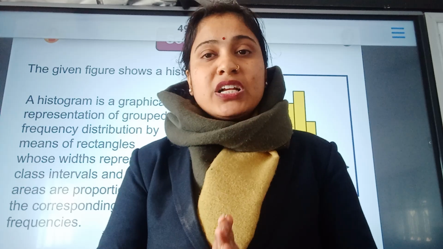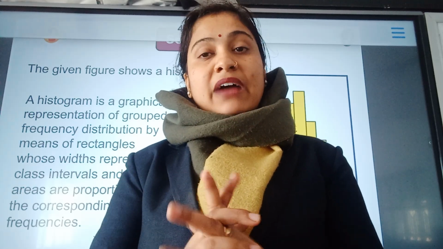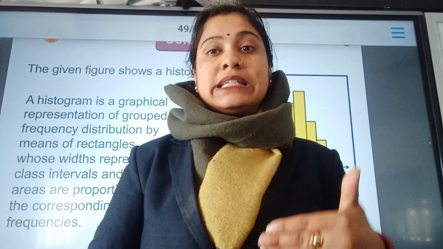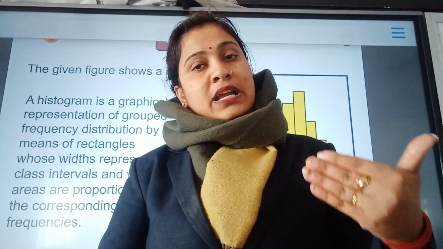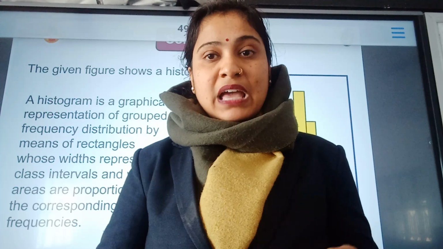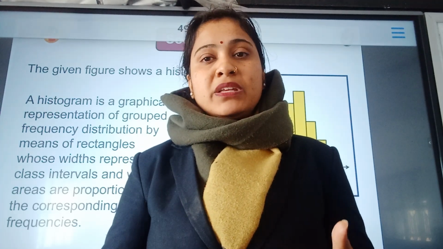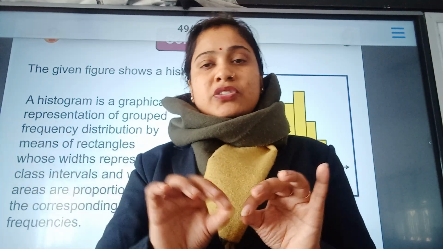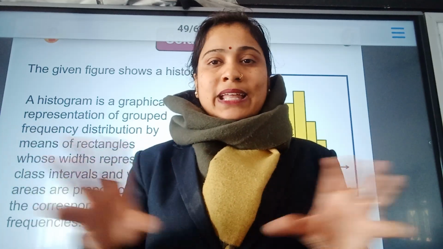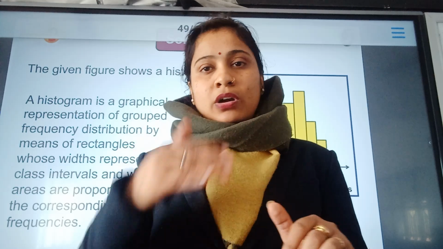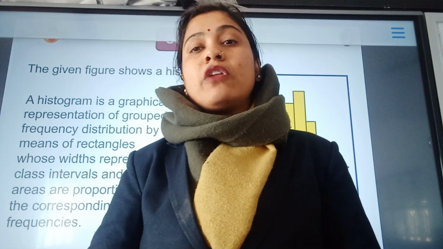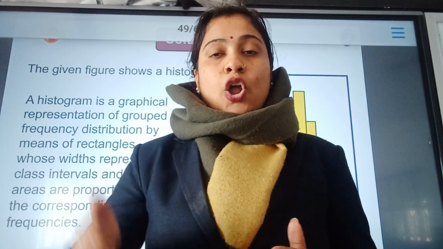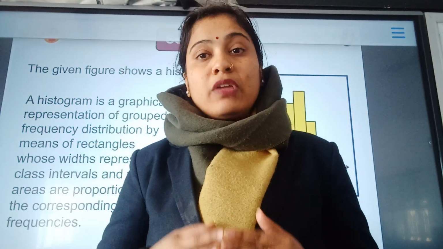For the construction of a histogram, first we have to name the title of the graph. Then we have to see the class intervals, keeping in mind that class intervals should have the same gap. Class interval means class range, like 0 to 1, 1 to 2. So the gap is considered among class intervals, and the class interval is always plotted along the x-axis. Then along the y-axis we will have the corresponding frequency.